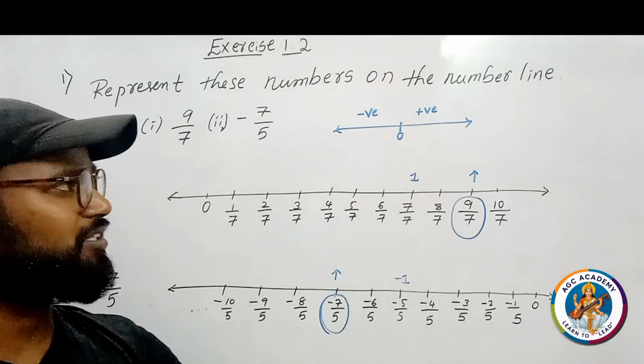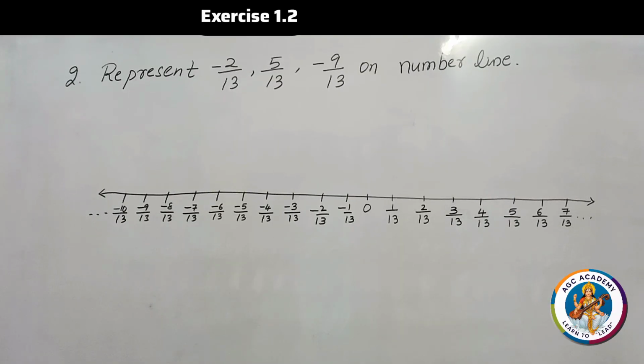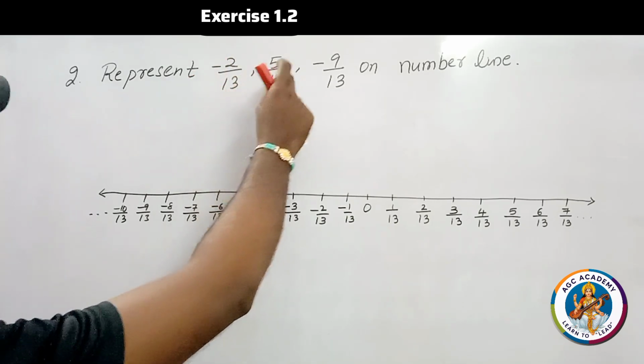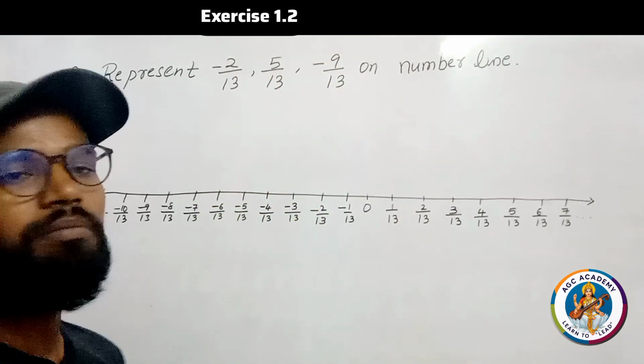Okay, next we are going to solve the next question. Now back to the second question. What is the second question here? Represent minus 2 by 13, 5 by 13, minus 9 by 13 on the number line.